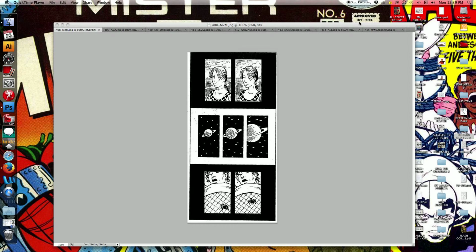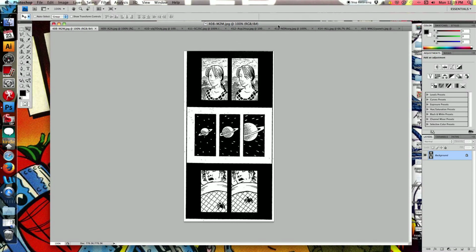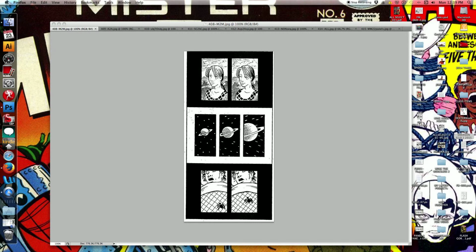Alright, we're still covering panel-to-panel transitions. This is part 2, class number 4. We're talking about moment-to-moment. I showed you this, the spider moving through. Essentially the key with moment-to-moment is there are no more than a few seconds or even less happening between panels when you're talking moment-to-moment. Okay.